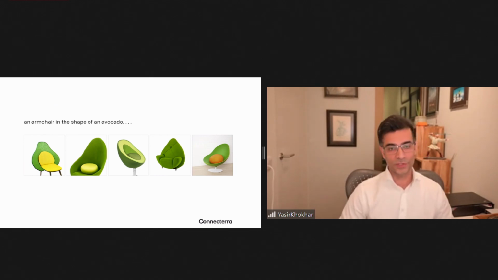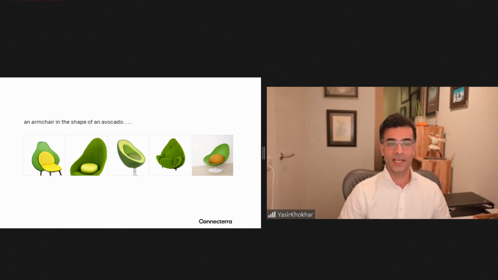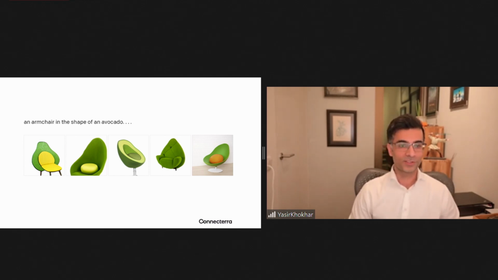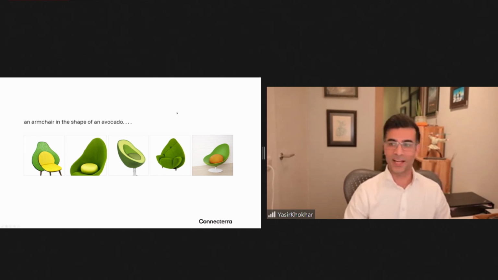And they took this to a whole different level very recently when DALL-E was actually merged with a language model. And you could actually type a description of an image that you would like to see, and DALL-E would generate this image for you. So, for instance, if you wanted to see an armchair in the shape of an avocado, you will be able to see that.